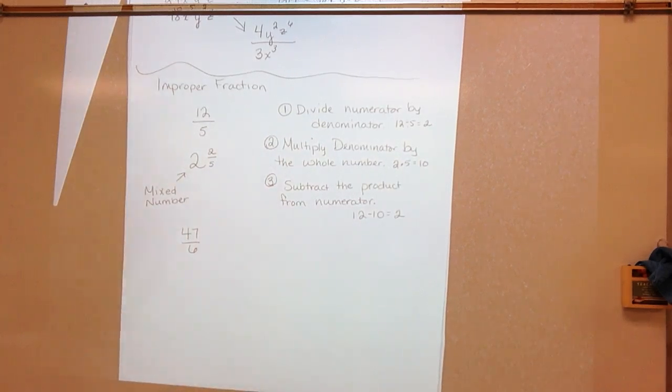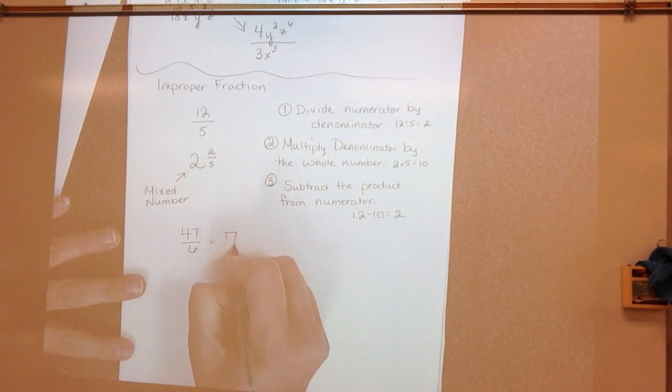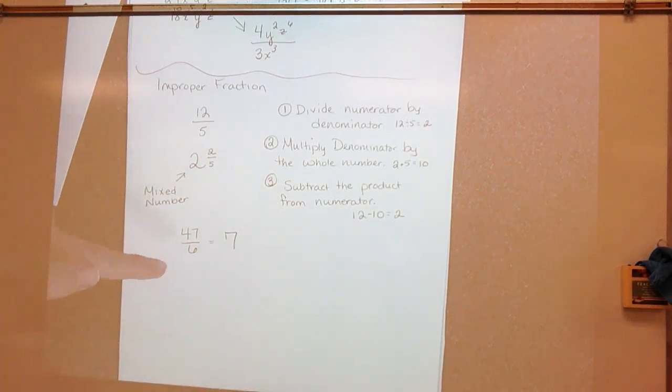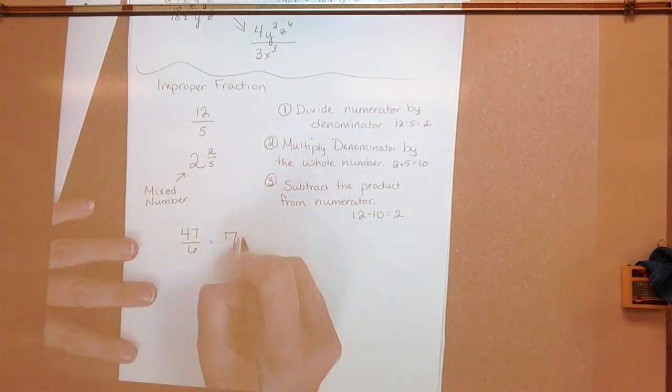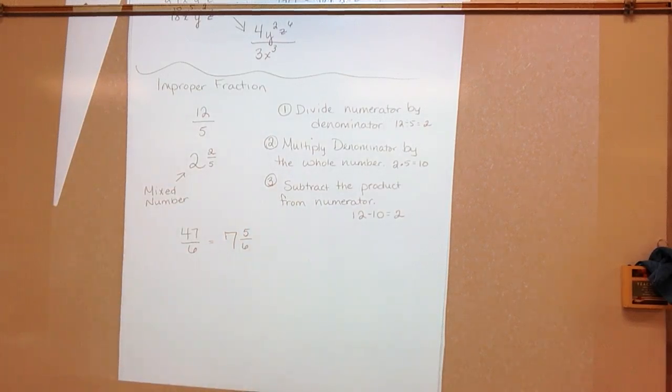So step number 1, divide. 47 divided by 6 is what? Well, let's think about this. 6 times 7 is 42. 6 times 8 is 48. I can't go bigger, so it is 7. 6 times 7 is 42. So 47 minus 42 is 5. And then my denominator never changes. If I divide it by 6, my denominator is going to stay 6.